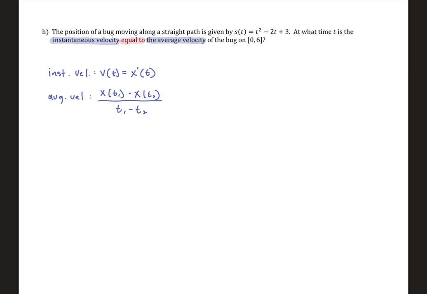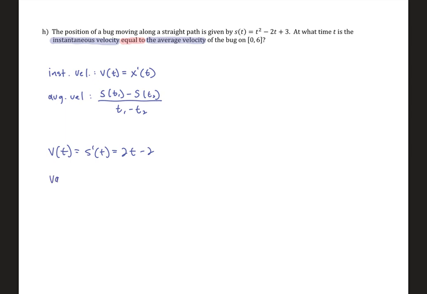So we'll find the instantaneous velocity by taking the derivative. We'll find the average velocity by using the slope formula, and then set them equal to each other and solve for t. Sorry, in this problem they used s of t, so I'm going to use s of t instead of x of t in this little formula. Here we have position, so velocity is the derivative of position, which is 2t minus 2.